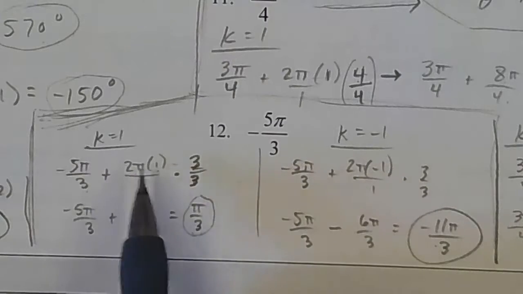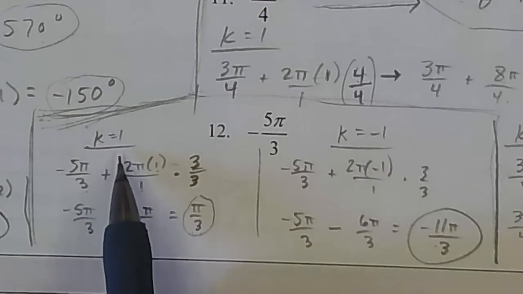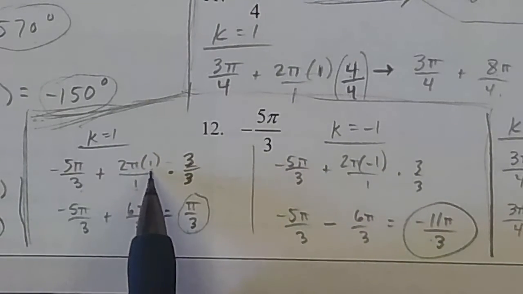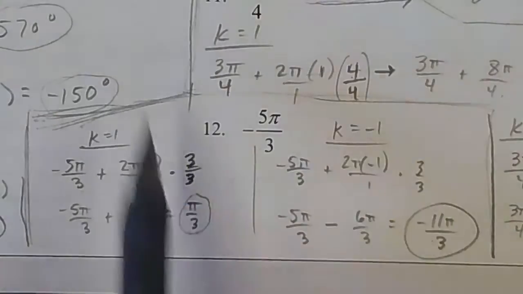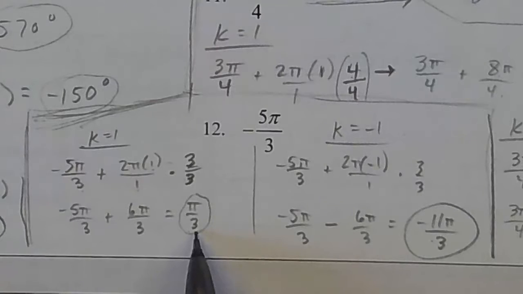All right, so I let K equal 1 to start. You don't necessarily have to do it that way, but I did. Keep these numbers small to start. So I'm going to multiply this by 3 over 3 to get 6 pi over 3. So negative 5 plus the 6 is 1 pi over 3. So now I have one positive coterminal angle.